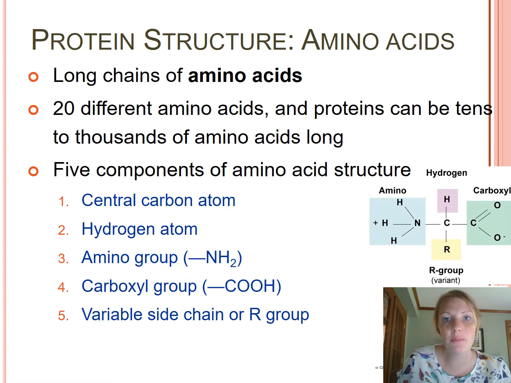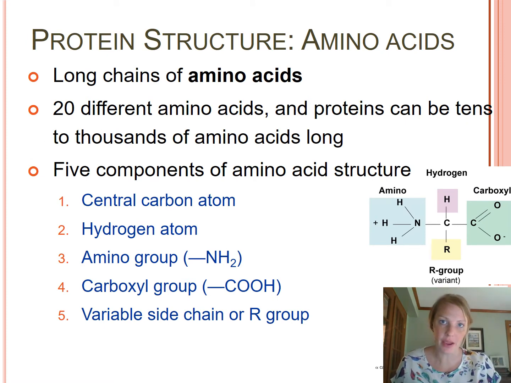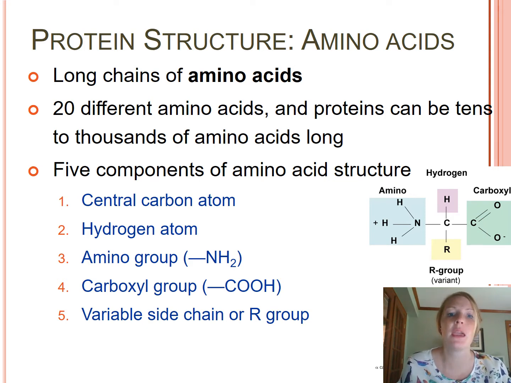So proteins are made of the monomers called amino acids. There are 20 amino acids found within the body. And the actual proteins themselves can be thousands and thousands, tens of thousands of amino acids long. So even though there's only 20 different amino acids, the combination and the way that they're arranged in these long, long chains can really determine the overall shape of the protein and the function of the protein.